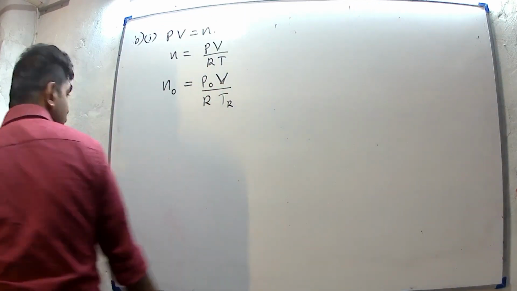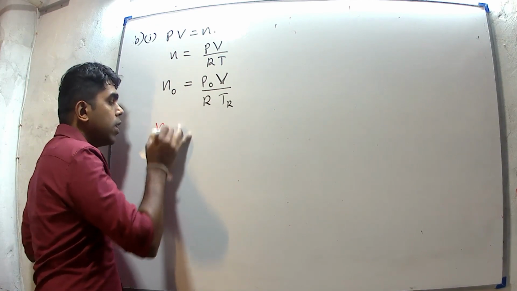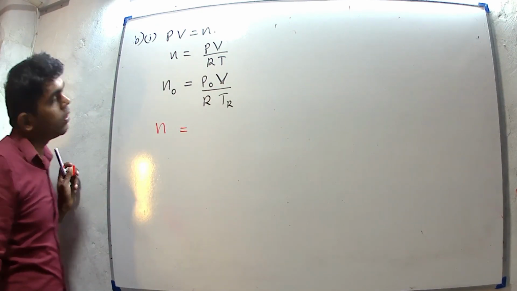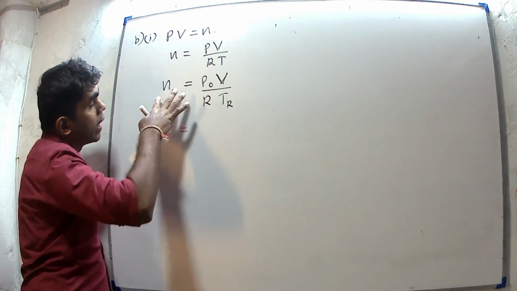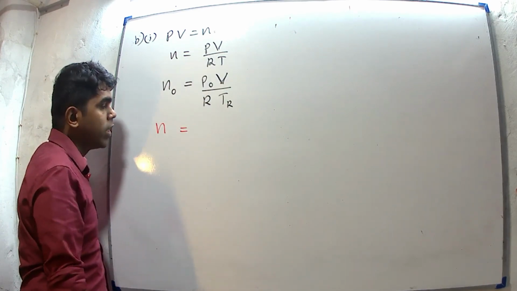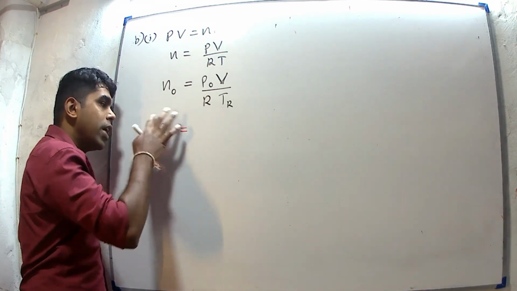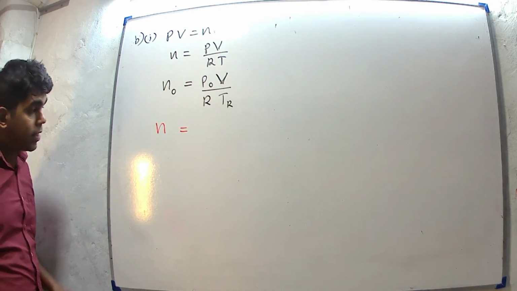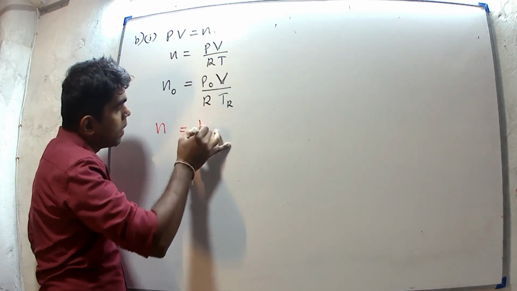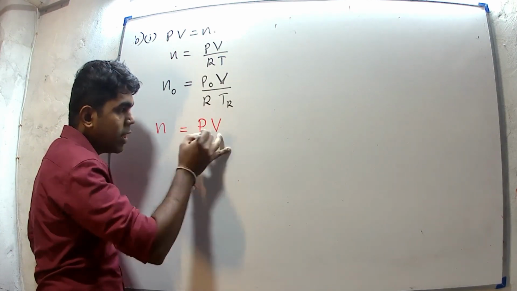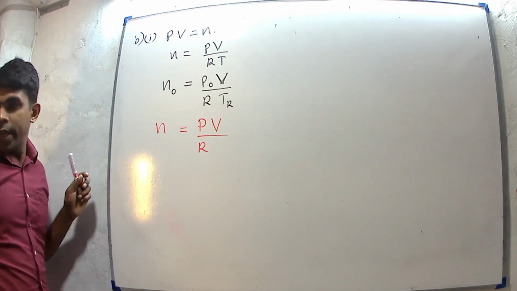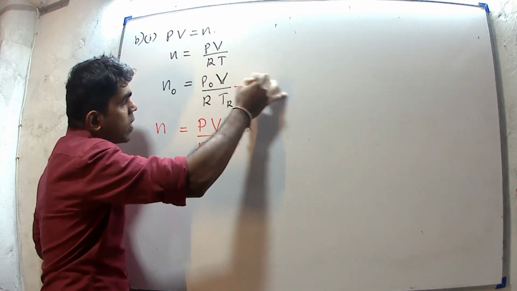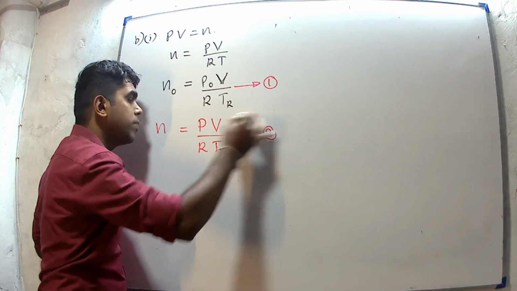Now, for the final situation, n0 is a value used only for the initial situation, but the n value is given in the question. n is the final number of moles of gas. Pressure is P, volume V is constant, R is constant, and temperature is again TR. This is the first equation and this one is the second equation.